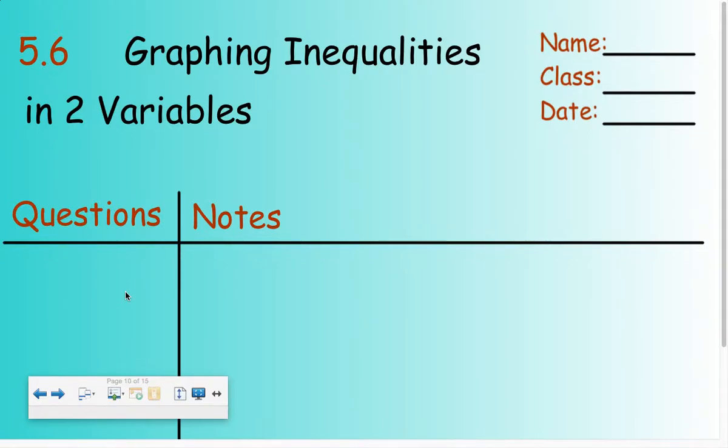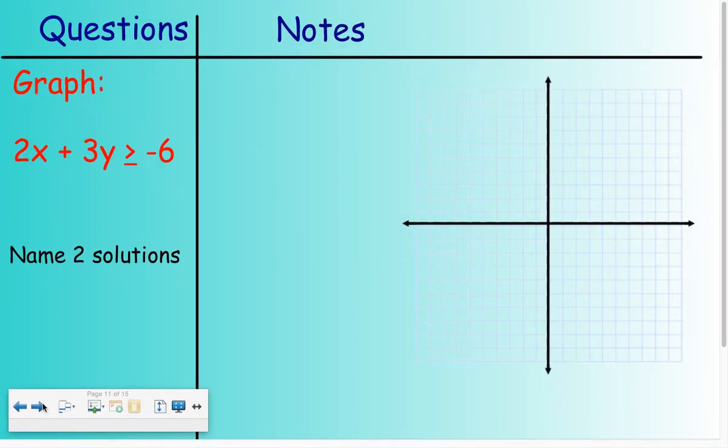Section 5-6, graphing inequalities with two variables. Alright, so we're going to graph 2x plus 3y is greater than or equal to negative 6.